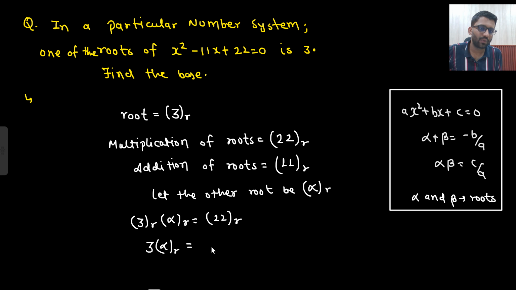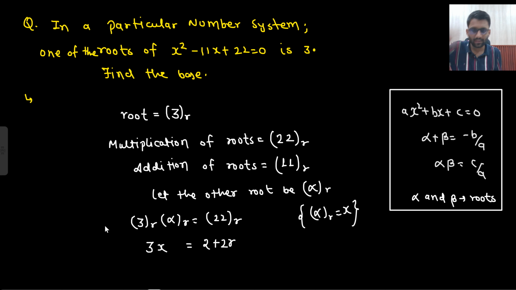And 22r would be 2 into r to the power 0, which is 2, plus 2 into r to the power 1, which is 2r. I am assuming alpha r as x, so that it is easy for me to write. So 3x is equal to 2 plus 2r. This is one equation I am getting.